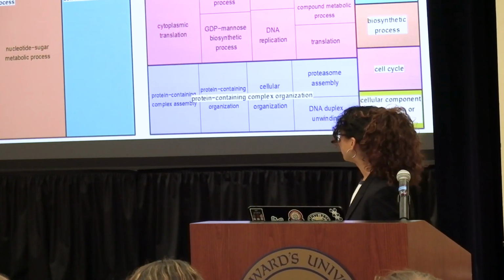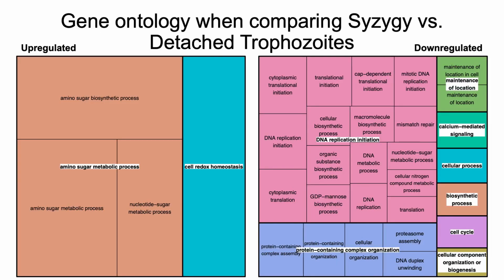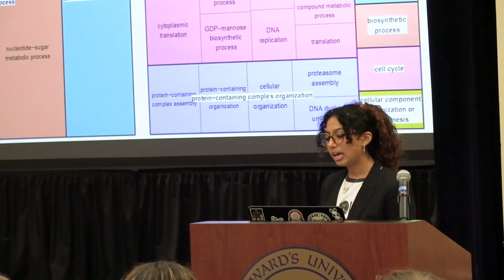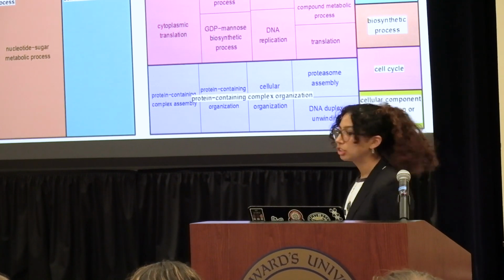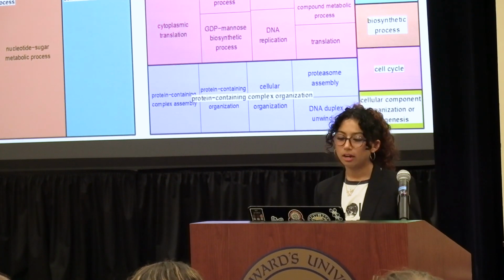But there are two key groupings here: cell redox homeostasis, which helps with the maintenance of the cells, and amino sugar metabolic process, which helps with protein regulation.